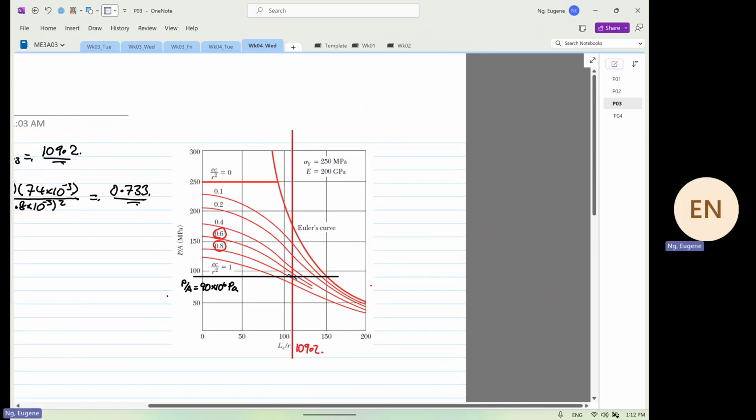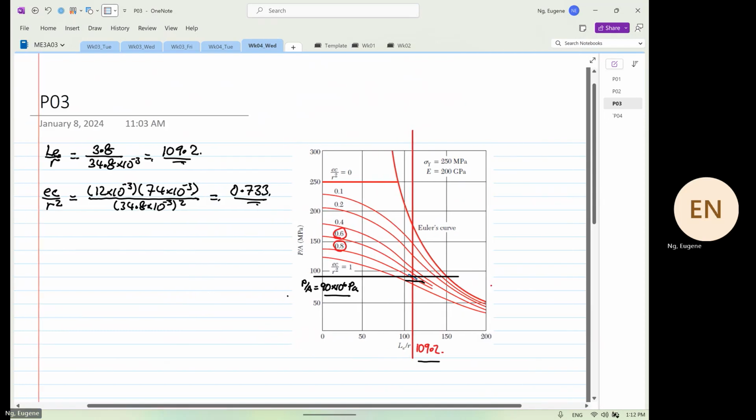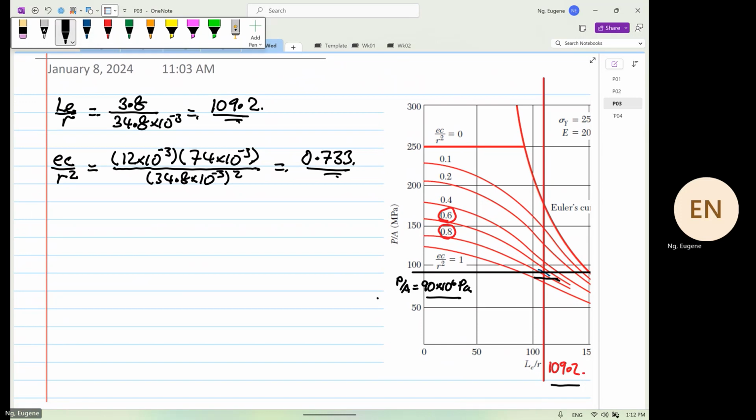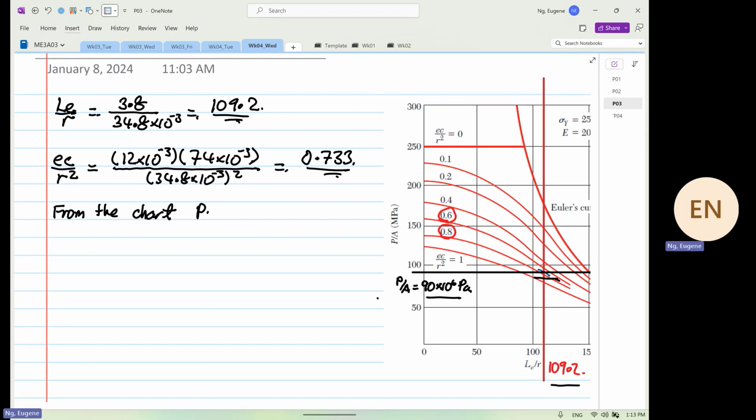Okay. So in your term test, you have to label all this. Are we clear? Okay, you have to label all this. Every student will have a different answer because you eyeball differently. Okay, don't worry. My Excel spreadsheet will be able to manage the different eyeballing. So from the chart, we know that PCR over A is equal to 90 times 10 to the power 6 Pascal.